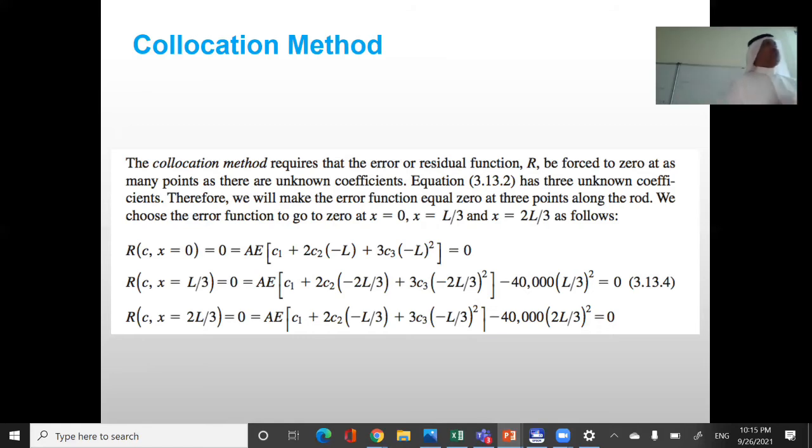Arbitrary. I choose. You can choose anything. You can put R at L over 2. I choose these.